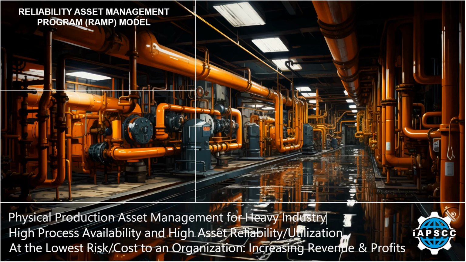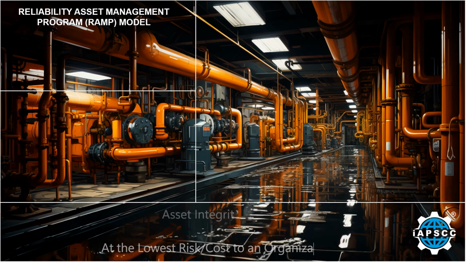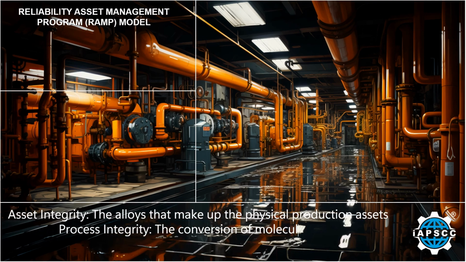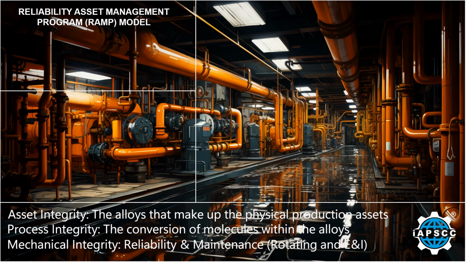Before we begin, it's worth noting that physical asset management refers to the maintenance, operation, and construction of physical production assets and supporting infrastructure. We classify the requirement for effective operating and maintenance as asset integrity, the alloys that make up the physical assets, and process integrity, the conversion of molecules within the alloys through pressure, temperature, flow, and mechanical/chemical conversions. Basically, manufacturing raw materials into finished marketable products.